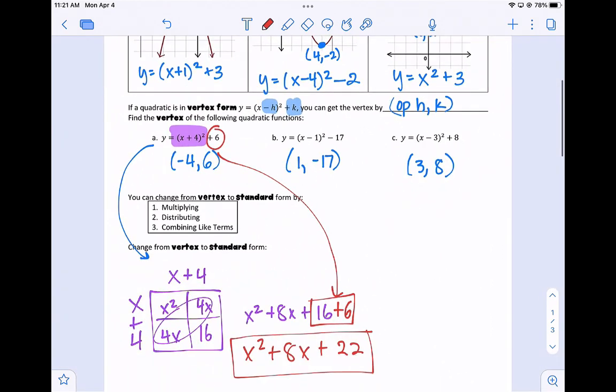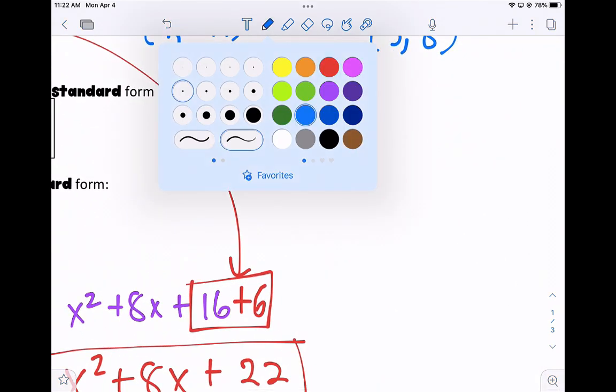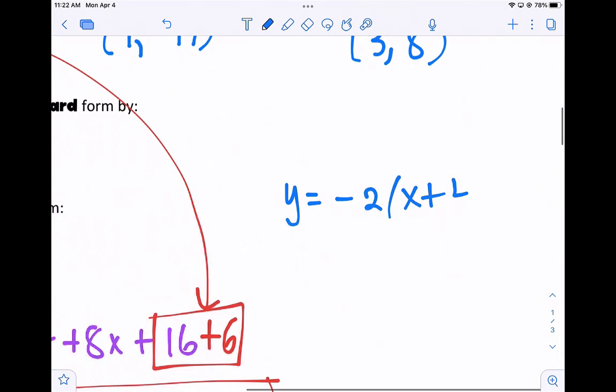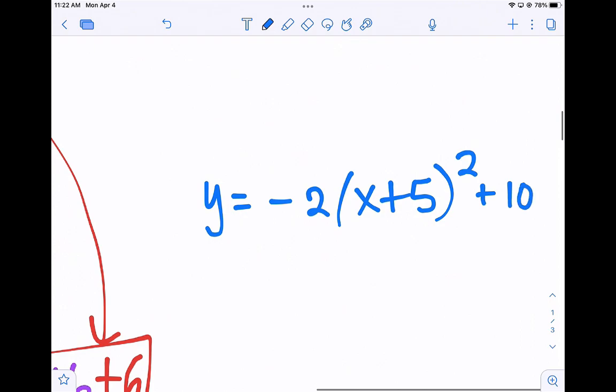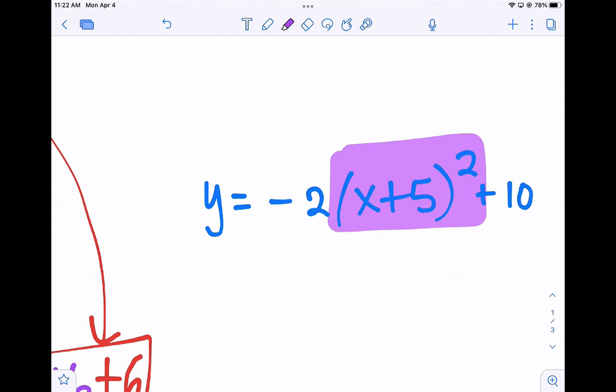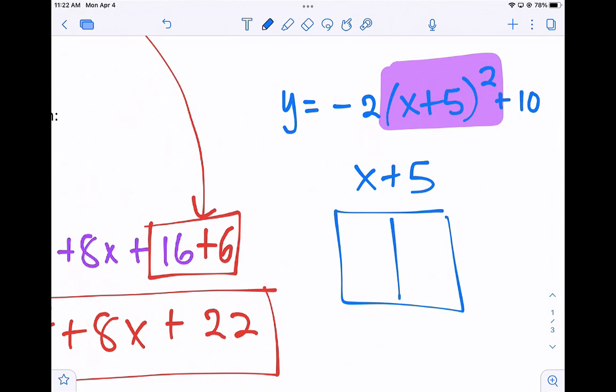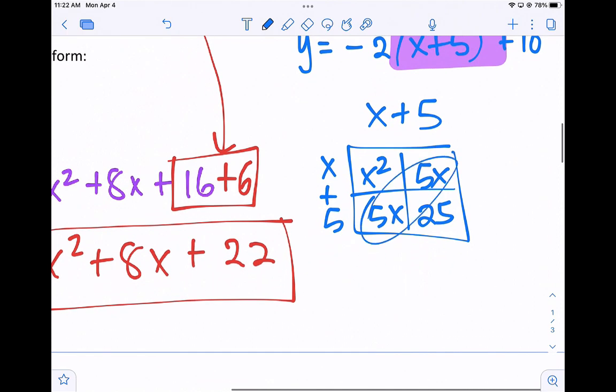I think I'll just make one up, because sometimes you have a number on the outside. Let's just do y equals -2 times (x plus 5) squared, and then plus 10. The first step is this part right here, (x plus 5), and we square it. So we'll do (x plus 5) times (x plus 5), and get x squared, 5x, 5x, and 25. We'll combine like terms and get x squared plus 10x plus 25.